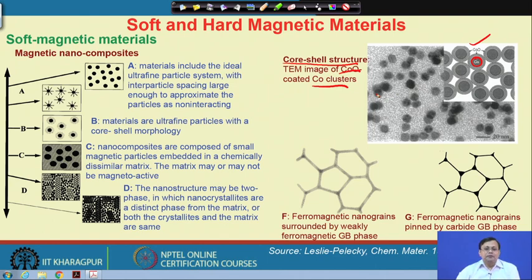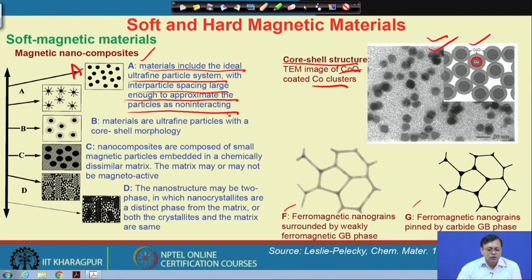Now, all these different magnetic nanocomposites, this is also a nanocomposite, and all these different types of nanocomposite one can classify into these major, let us say 4 categories along with these other 2. So, the first one here, the type A, this is also a type A. Here you can see that the material includes an ideal ultrafine particle system with interparticle spacing large enough to approximate the particles as non-interacting in nature. So, the particles are far away and there is no exchange interaction between the particles.